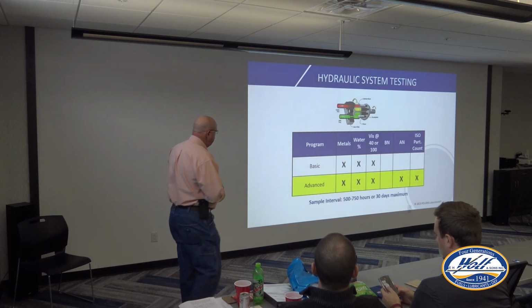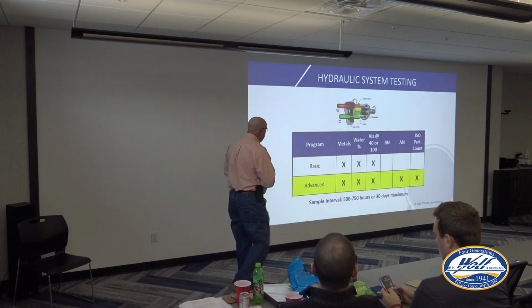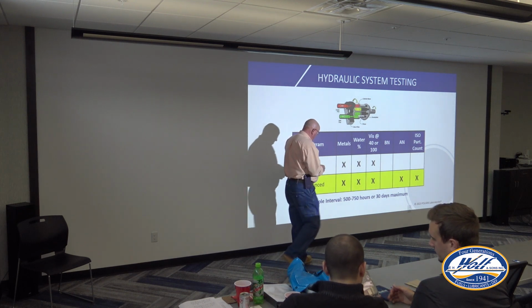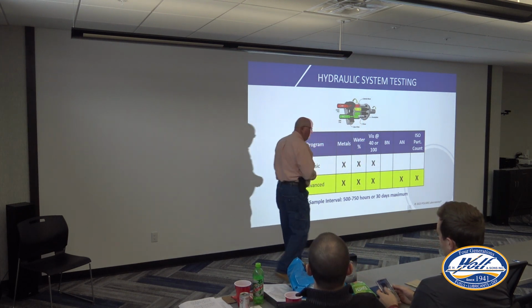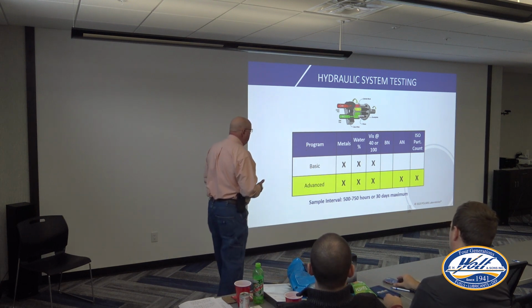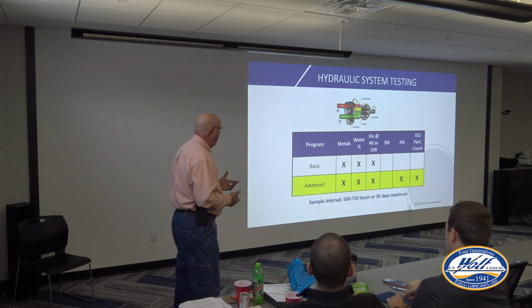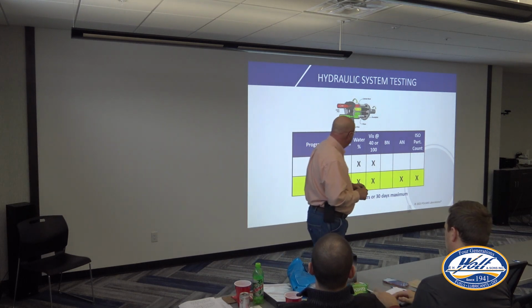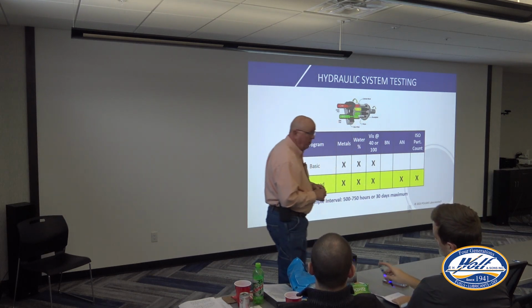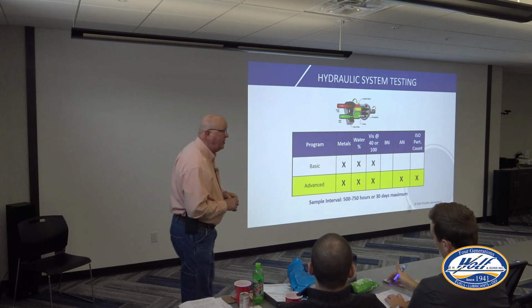And then the test package I like to see run on hydraulic systems is metals, water, viscosity, and then I want to see acid number. I want to know what's the condition of that oil. If it's a hydraulic oil, it starts at 0.5. I want to know what that acid number is, because when it gets to 2.0, I'm going to change it out. Then I also want to know the isoparticle count. How clean is that oil?